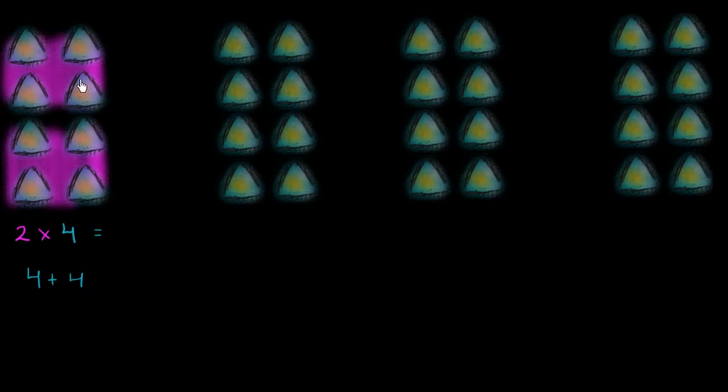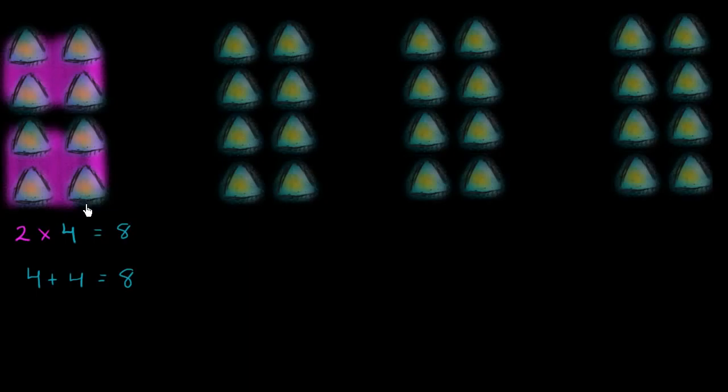I have 4 plus another 4, which is going to be equal to, well, if I have 4 plus 4, or if I have two groups of 4, either way, I'm going to have a total of 8 things. And you see that right over here. We have 1, 2, 3, 4, 5, 6, 7, 8 things.